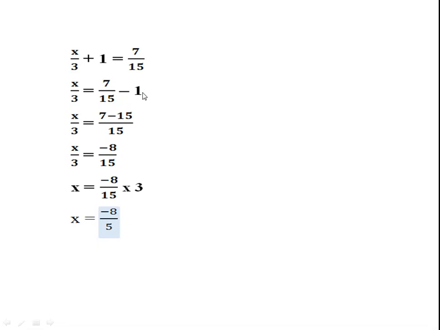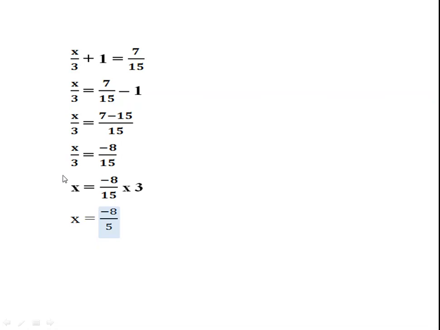Here 1 is a whole number and 7 by 15 is a fraction. So what will we have to do? We have to take the LCM. Here the denominators are 1 and 15, and the LCM is 15. So 1 into 15 is 15. So here also you will multiply it with 15. So what will happen? 7 minus 15 divided by 15. 7 minus 15. What is that? It is negative 8 because you are subtracting a larger number from a smaller number. So the negative sign will be there.